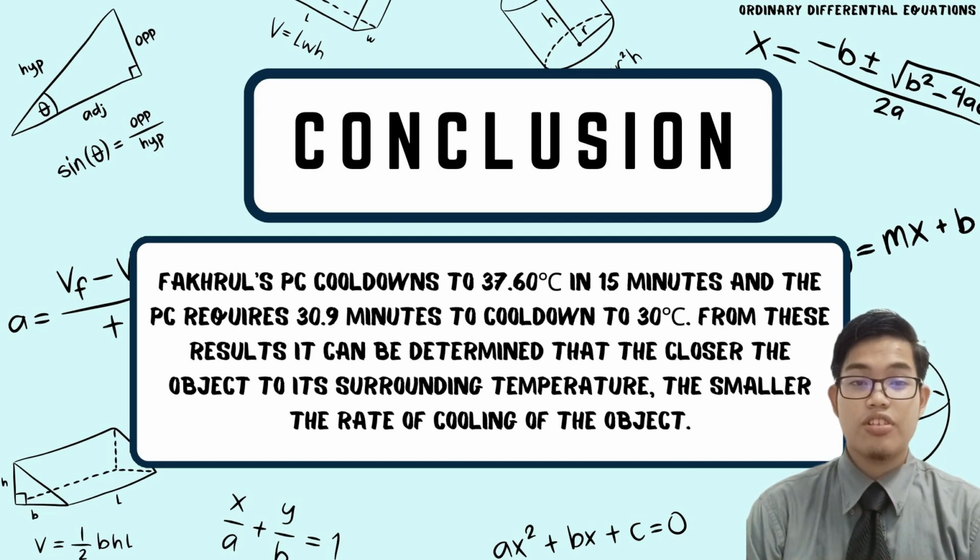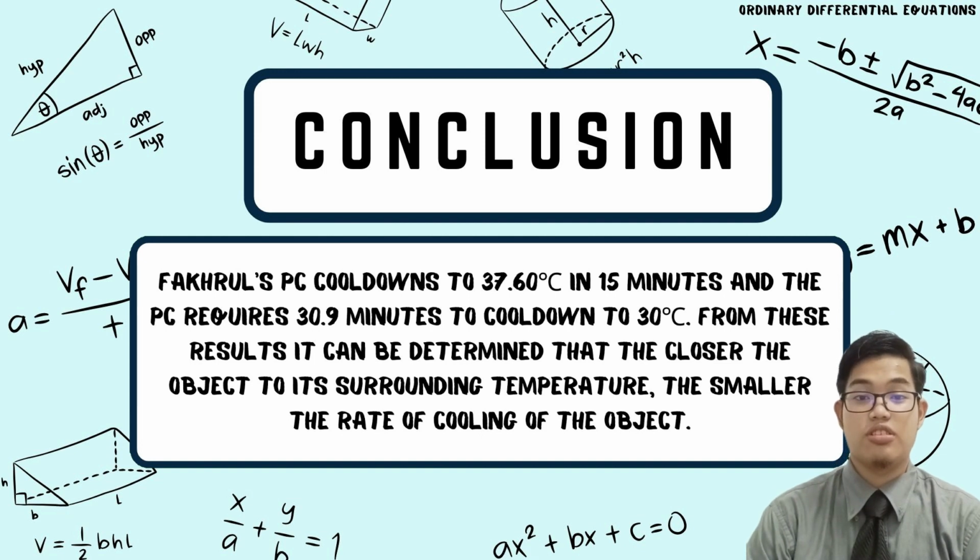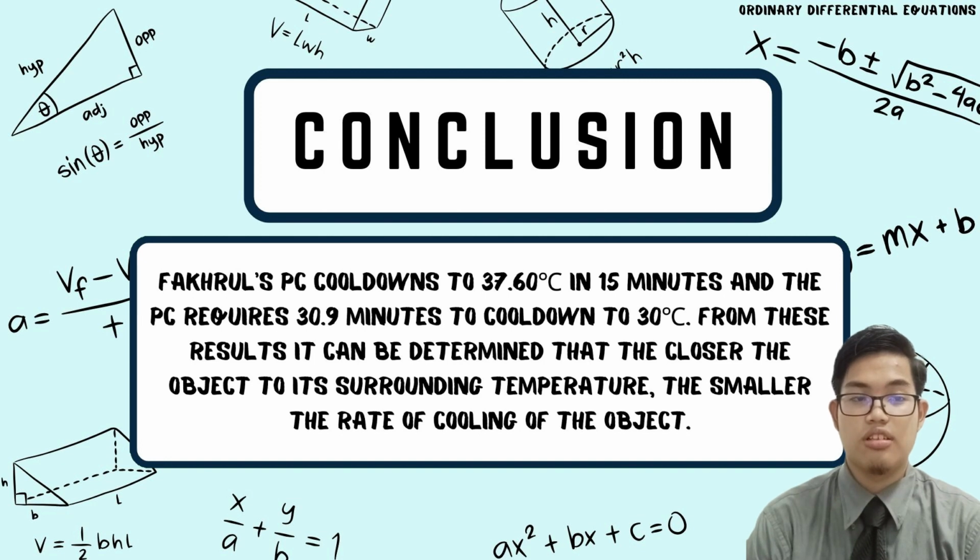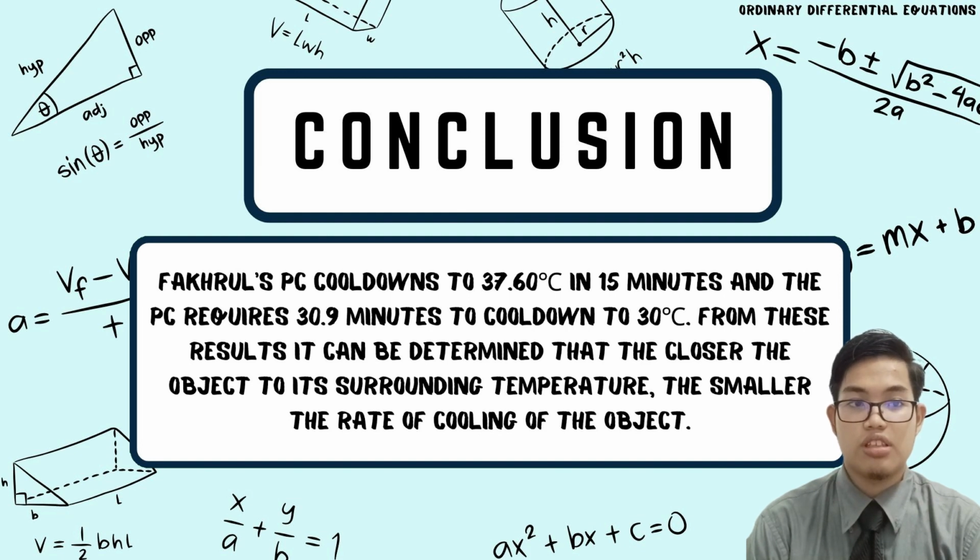The conclusion for this problem is that Fakrul's PC cooled down to 37.60 degrees Celsius in 15 minutes, and the PC requires 30.9 minutes to cool down to 30 degrees Celsius. From these results, it can be determined that the closer the object is to the surrounding temperature, the smaller the rate of cooling of the object. We can now also conclude that Newton's law of cooling and warming can be applied in our daily lifestyle.